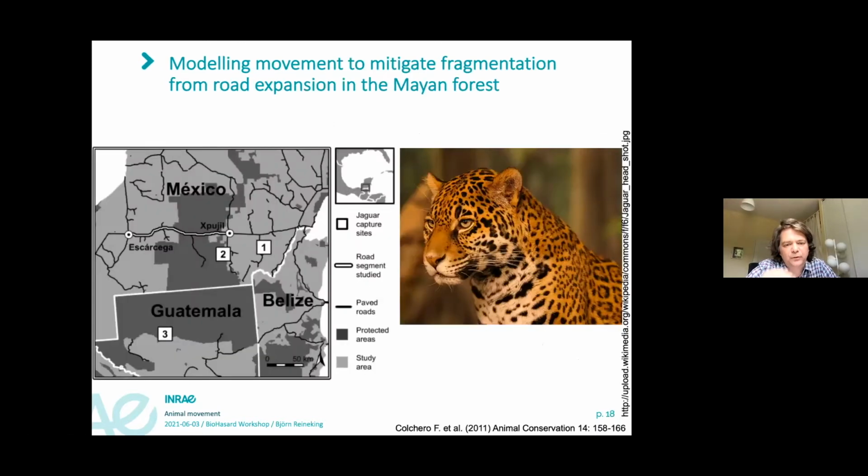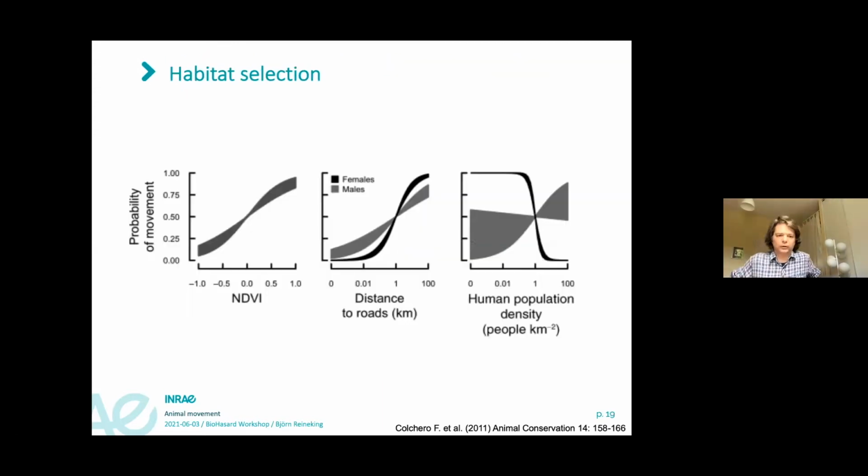And so why is this approach interesting, or how can it be used? This is an example of how it was used very early in the field, by looking at where one should put a bridge over a highway so that jaguars could cross this new highway. Jaguars were equipped with GPS, and in the first step it was quantified how they react to environmental conditions, and that's what we see here.